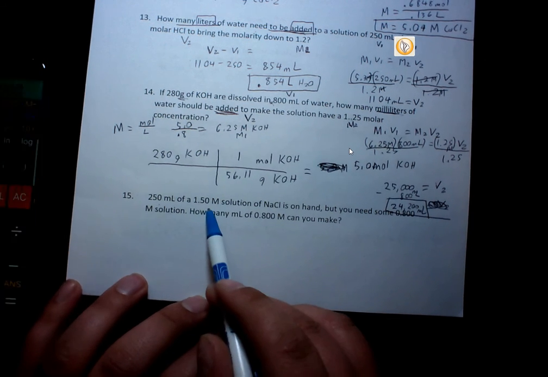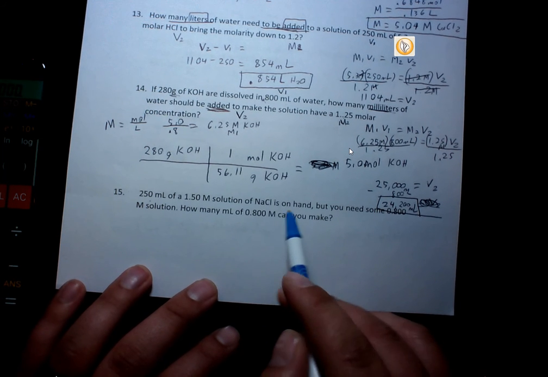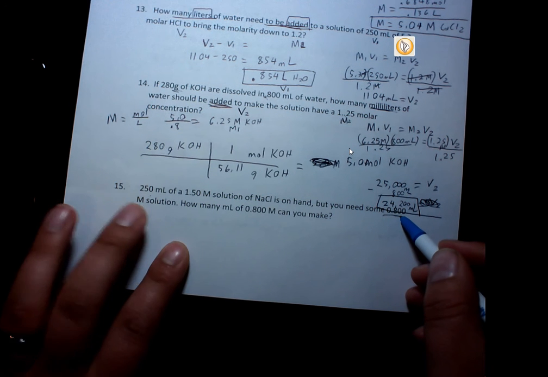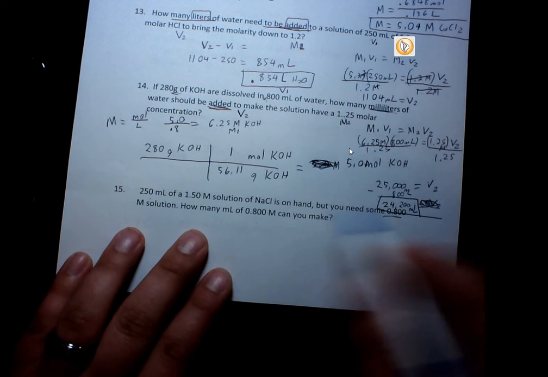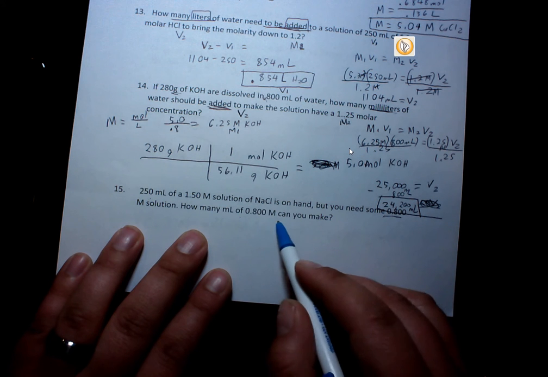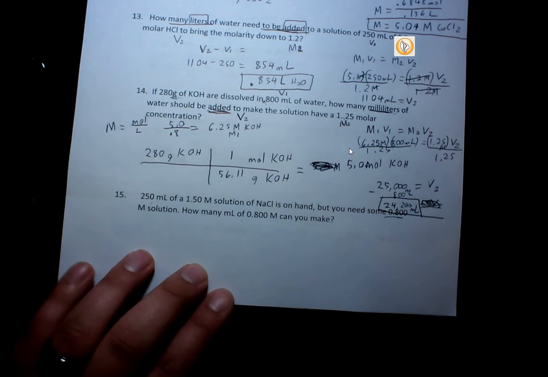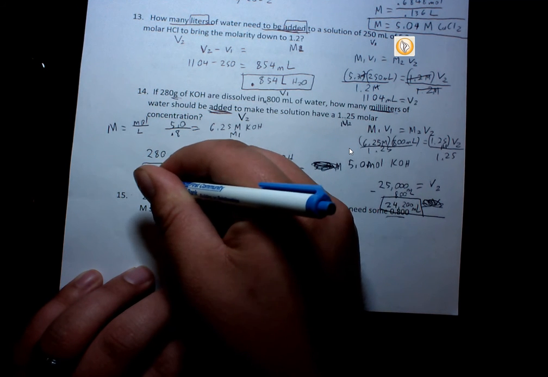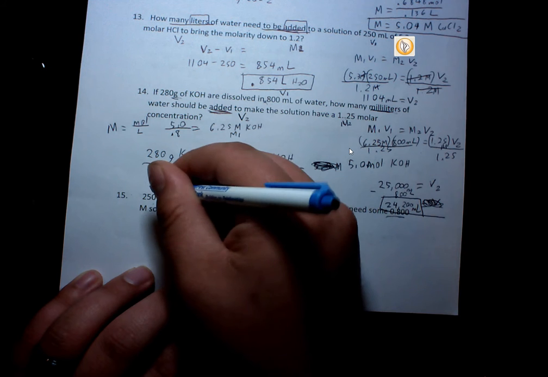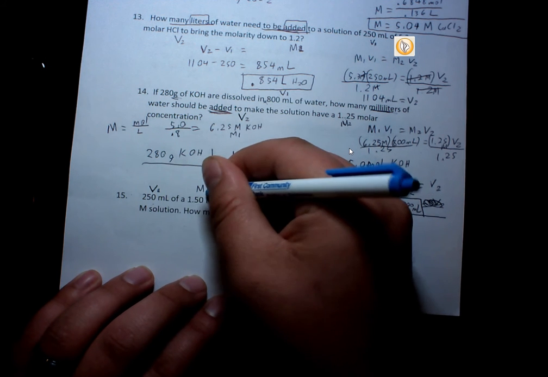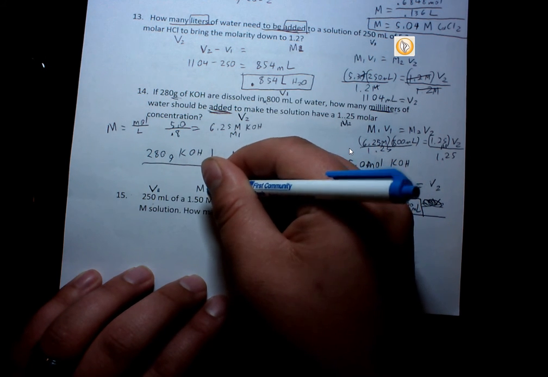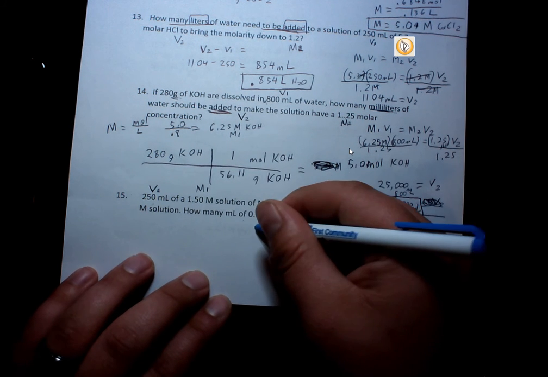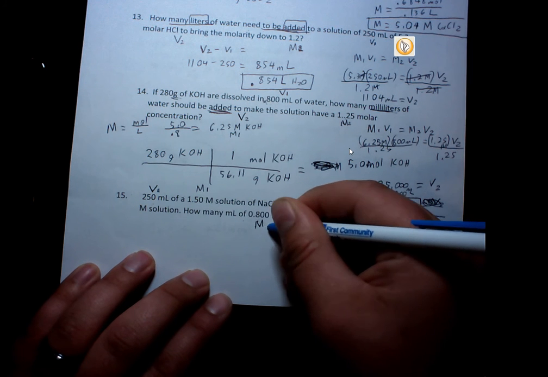All right, last question. 250 milliliters of a 1.5 molar solution of NaCl is on hand. But you need to dilute it into a 0.8 molar solution. How many milliliters of 0.8 molar solution can you make? So what we have versus what we want to get to. We have 250 milliliters, volume 1, of a 1.5 molar concentration 1, and we want to get to 0.8 molar. This one's going to be pretty straightforward. So that's M2.